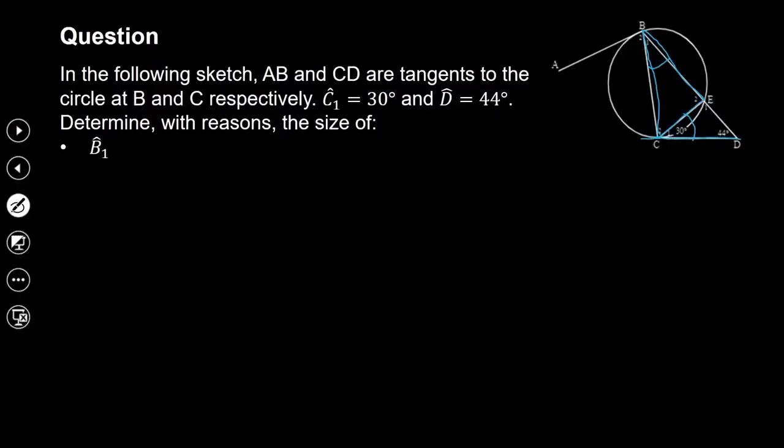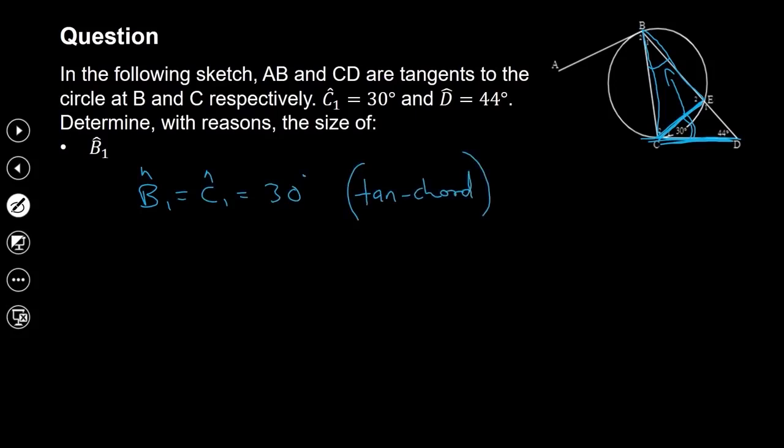So what am I saying? Chord, tangent, the angle in between there, which is this 30, will be equal to the angle opposite that chord there. So I will simply say my B1 is equal to C1, which is equal to 30 degrees. My reason is, remember I said, this is just tan chord theorem. You don't even need to say "the theorem" at the end. You can just say tan chord. That's the main idea there.